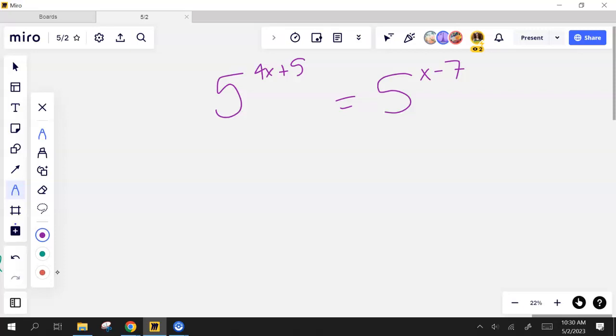Tell me what you're going to do first. The bases are the same. I just have one exponential piece equals one exponential piece with the same base. So if the bases are the same, then it follows that the exponents are the same as well, right? So if this is true, then 4x plus 5 must equal x minus 7.